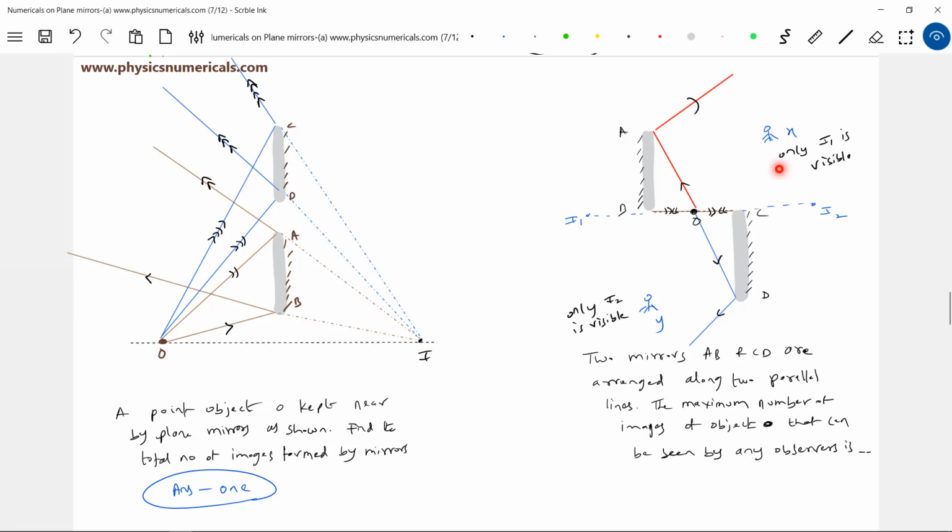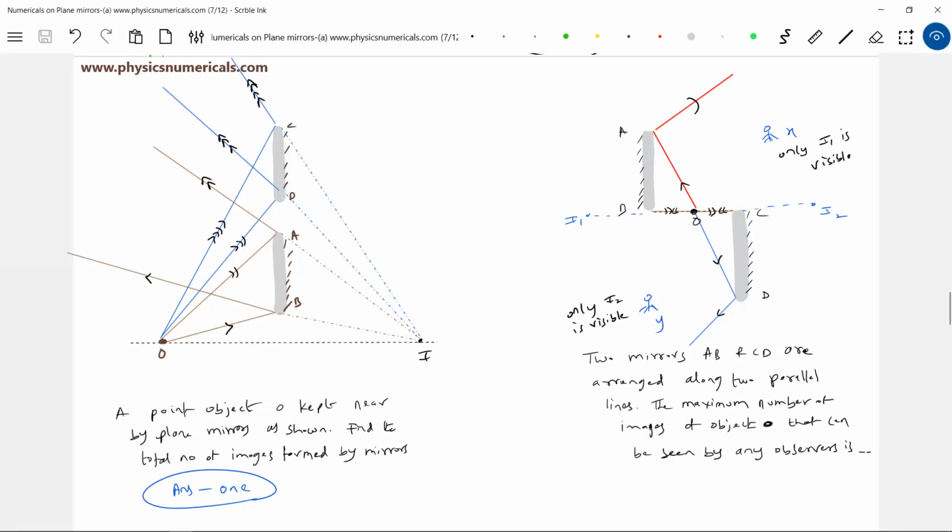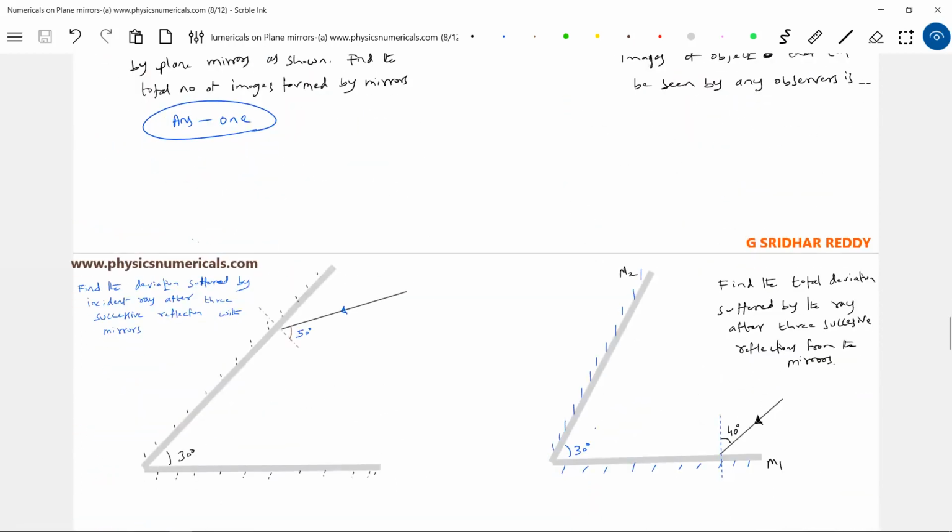That's the simplest reason. There's a field of view for person X, the field of view of this mirror, so only image I1 will be visible. There's a field of view of the second person, so only image I2 will be visible. I1 will not be visible for person Y, and I2 will not be visible for person X. Okay, I think slowly you are getting it.